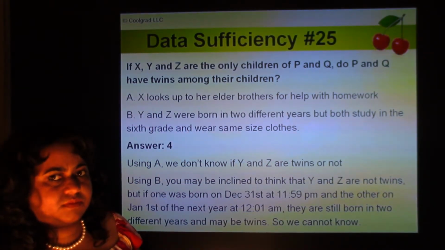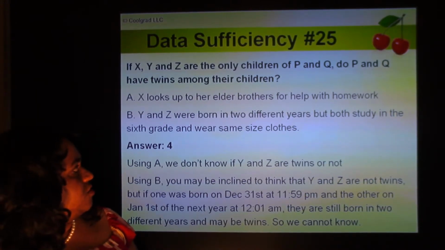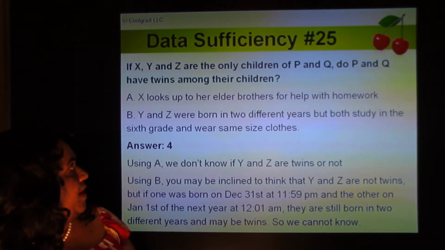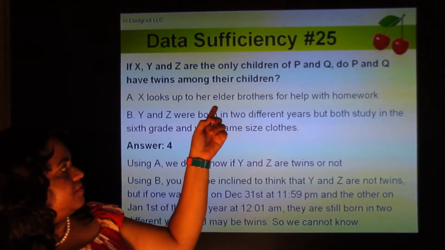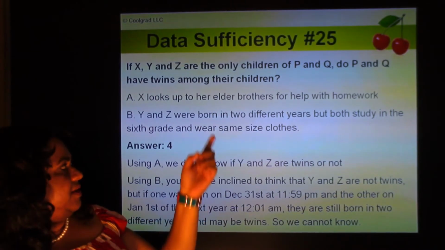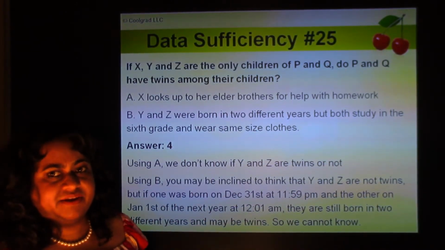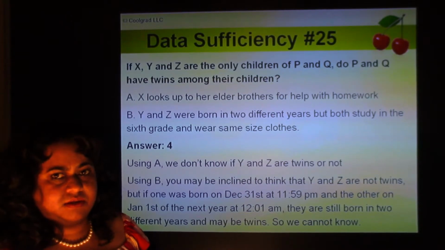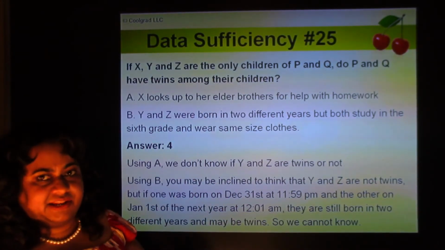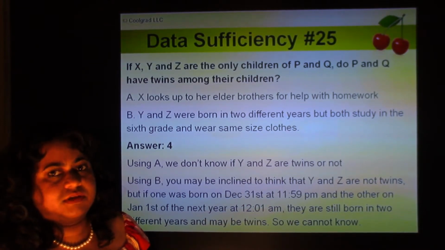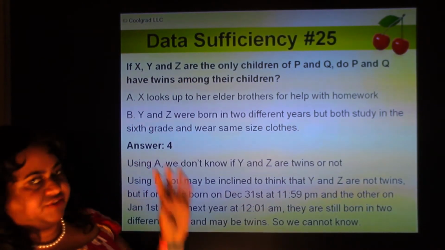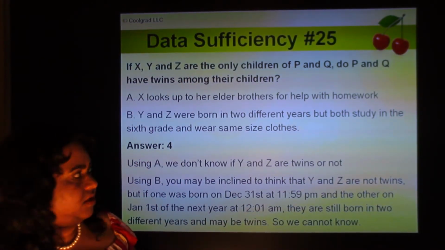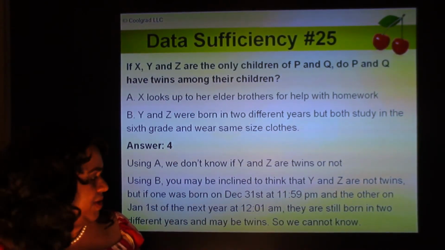twins. And just because Y and Z are older than her, it doesn't necessarily mean that it is elder, but yeah, well, if they're born a few seconds apart, they're still twins, right? If they're born a few minutes apart, they're still twins. But it says clearly elder, so they're at least like a few months older. So clearly X is not a twin of either Y or Z, okay? But Y and Z may still be twins. So statement A is not sufficient to answer this question.